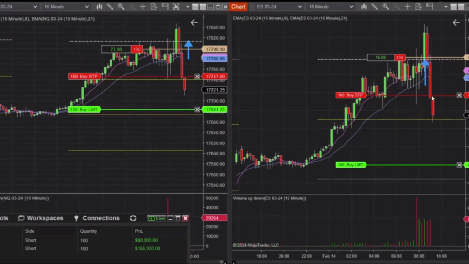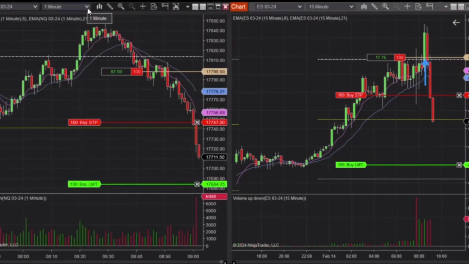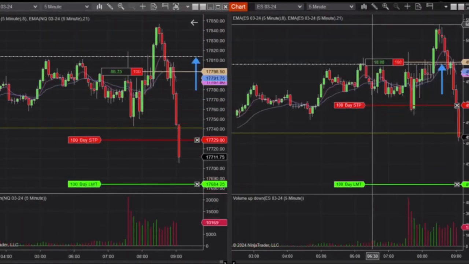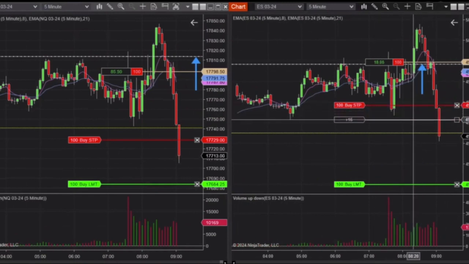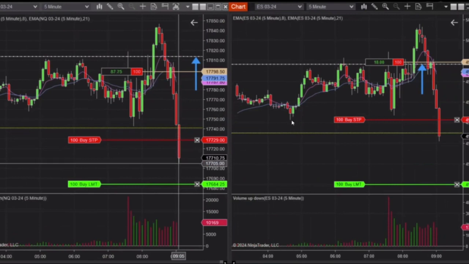Same thing over here on the ES. We've tightened up to the top of the current candle as the adjustment to the stop loss. You can see the NQ at the moment is up about 85 points. The ES is up about 18 points. Just made another adjustment to the stop on the NQ and now the ES. The ES, we've got our stop right over here based on this swing low.